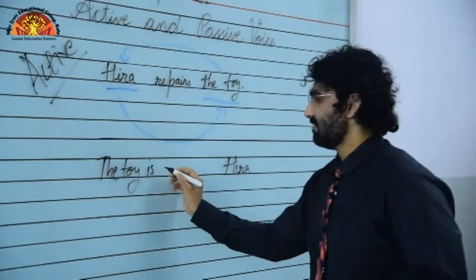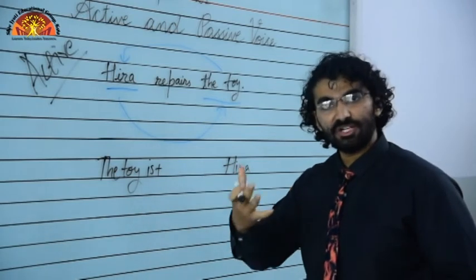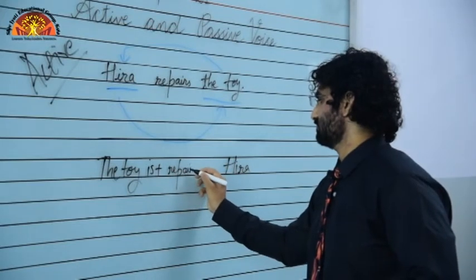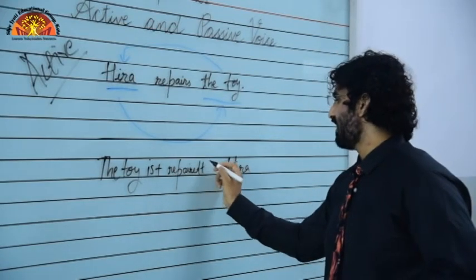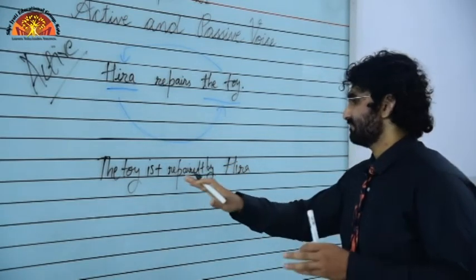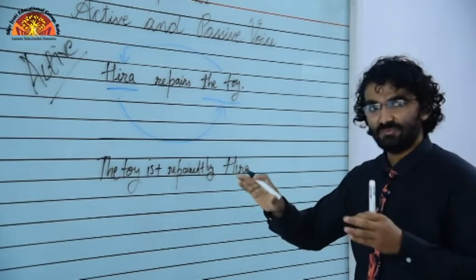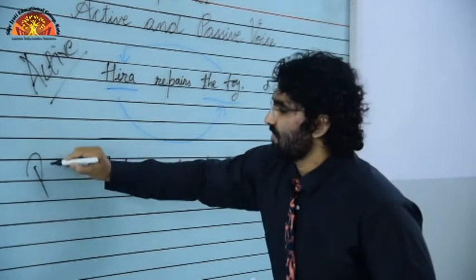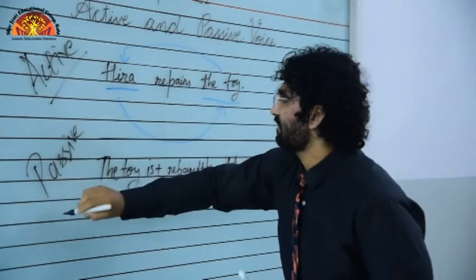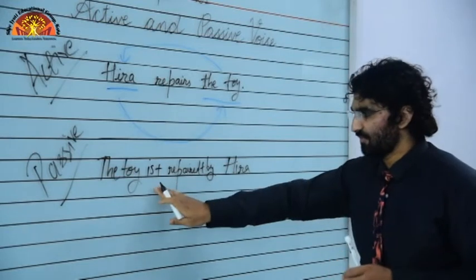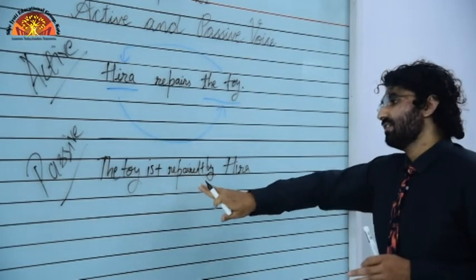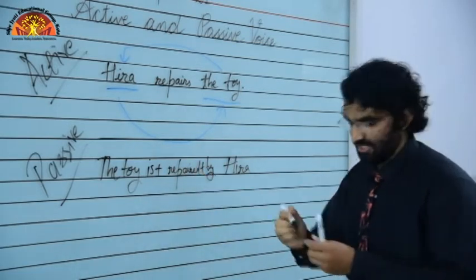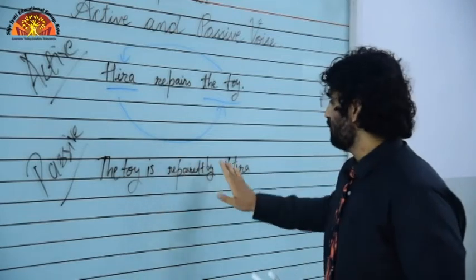The toy is plus past participle, third form of verb, is repaired, plus by Hira. Please pay attention to this sentence. Hira repairs the toy. We interchanged the places of subject and the object first, and then we brought in the helping verb, and then we added the third form of the verb, then we added by, and that's how we have done it completely. The toy is repaired by Hira.